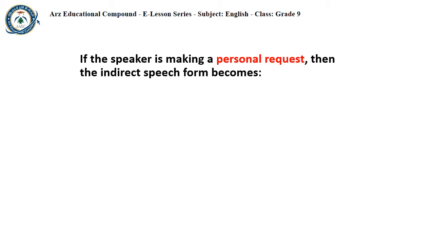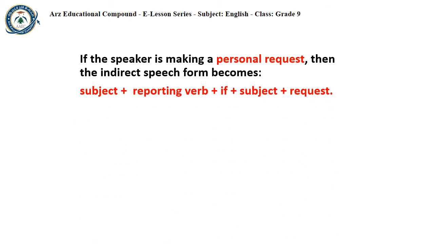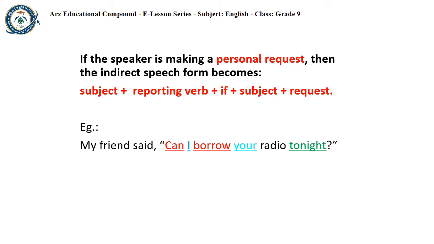If the speaker is making a personal request, the indirect speech form becomes subject plus reporting verb plus if plus subject plus request. So if you want to change a sentence from the direct to the indirect speech, you have to follow this pattern. For example, my friend said, "Can I borrow your radio tonight?"